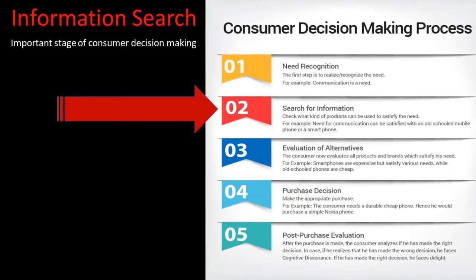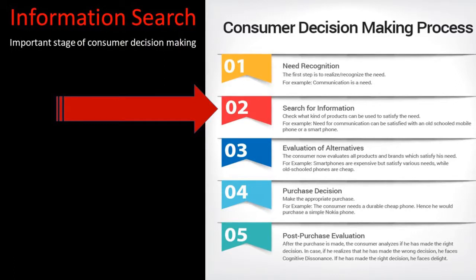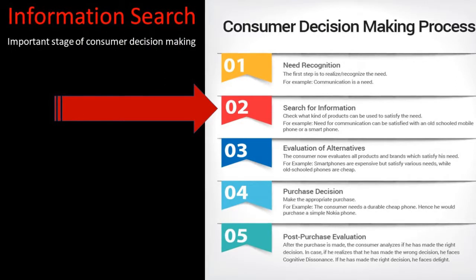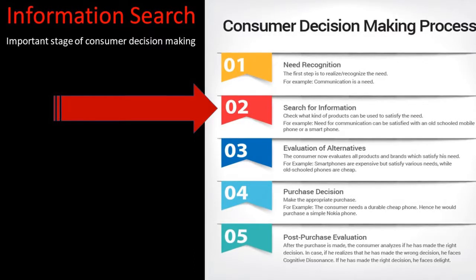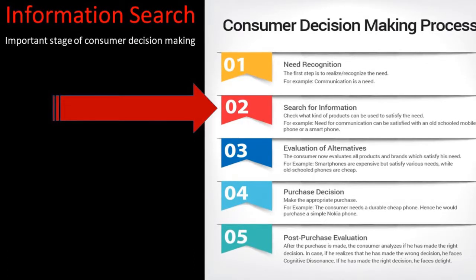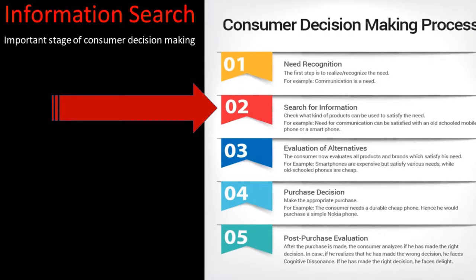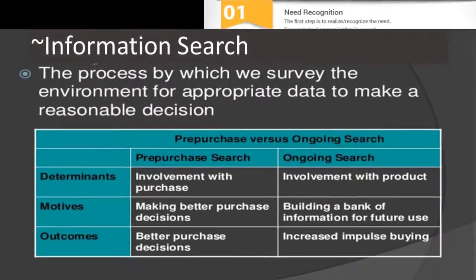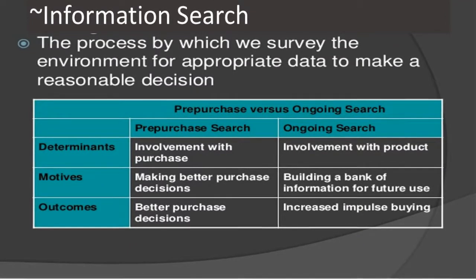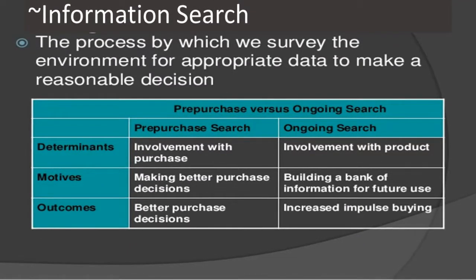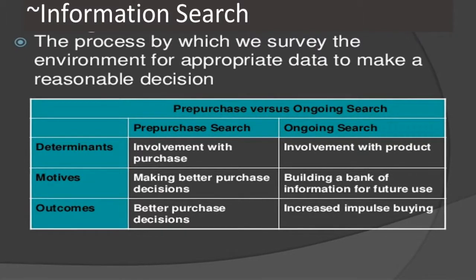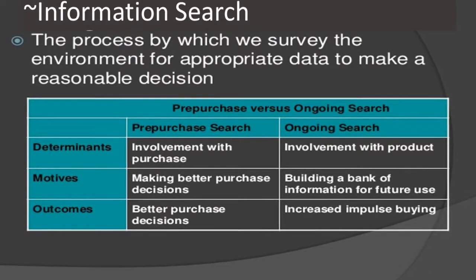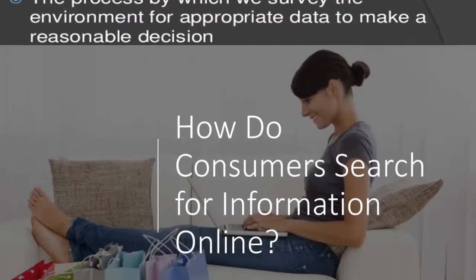Step 2 of the consumer decision-making process is information search. Information search is a stage of the decision-making process in which consumers actively collect and utilize information from internal, external, and ongoing searches for sources to make better purchase decisions. Information search is the process by which we survey the environment for appropriate data to make a reasonable decision where determinants, motives, and outcomes are taken into account.